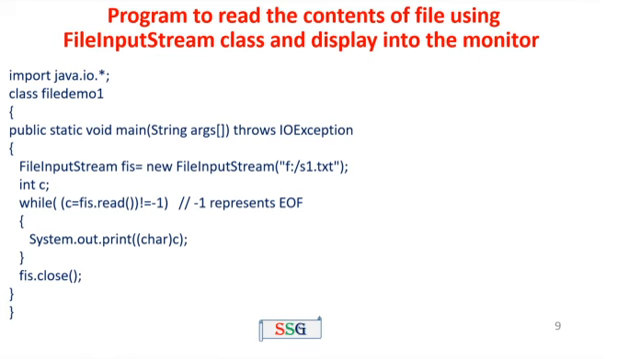So the while loop will be executed till the end of the file. After writing all the content to the monitor, close the file stream, fis.close(). Then the main program closing and FileDemo1 closing. Next one, compile the program: javac FileDemo1.java, java FileDemo1. The output is welcome to department of IT, displayed on the monitor screen.